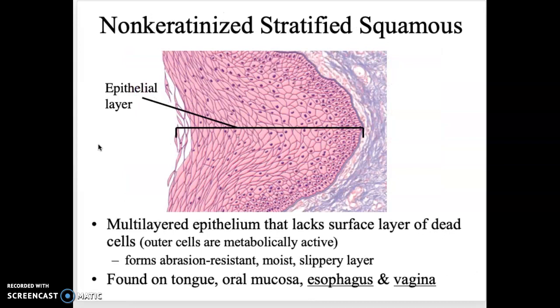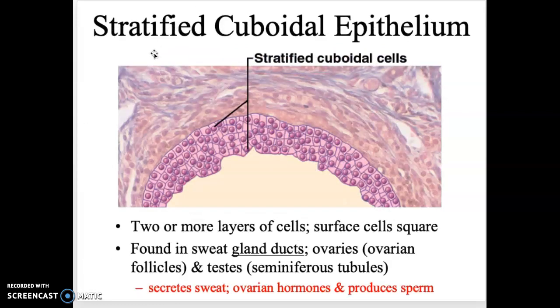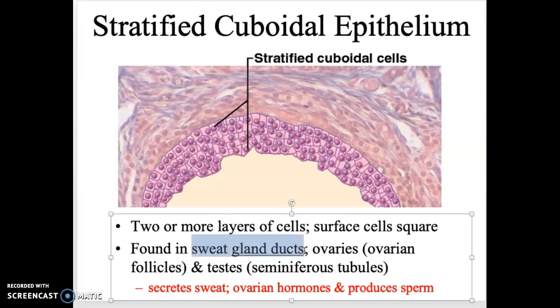Non-keratinized, so there's a lack of dead skin cells here, but this is stratified squamous. There's lots of layers of squished cells. These are useful to form a membrane, a passage to prevent bacteria from coming in, but you find these lining the inside of the body, for example on the tongue. Stratified cuboidal, multiple layers of cube-shaped cells. These you find in the sweat glands, and these can do secretion of many different things.